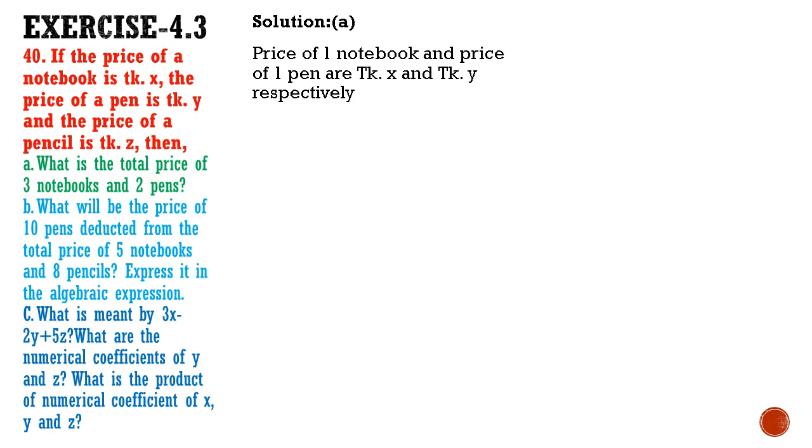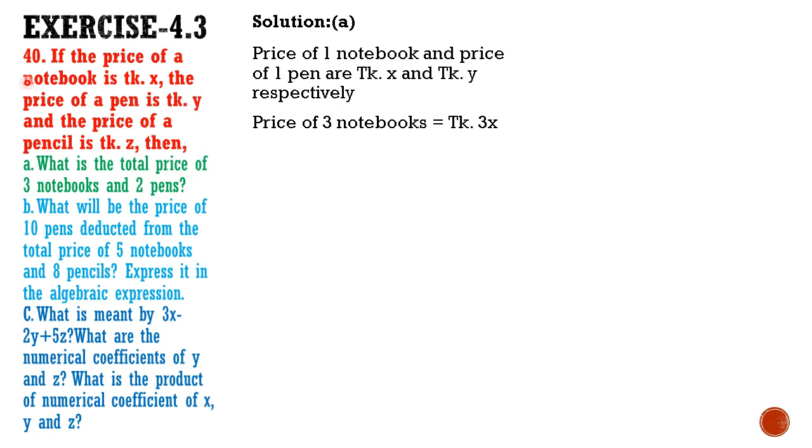The price of one notebook and the price of one pen are taka X and taka Y respectively. So from these two pieces of information we can find that the price of 3 notebooks is taka 3x. In question A, what is the total price of 3 notebooks and 2 pens? That's why we will find the price of 3 notebooks and 2 pens, then we will add them. From the stem, the price of a notebook is taka X, so the price of 3 notebooks equals taka 3x.